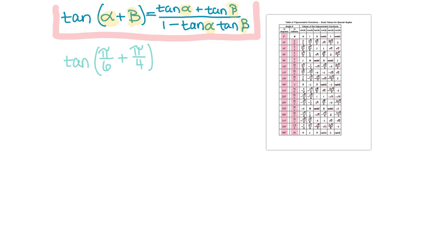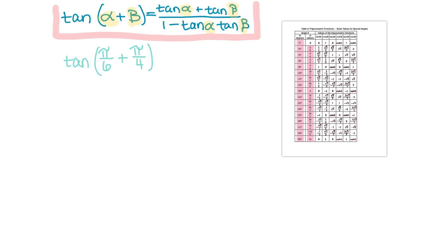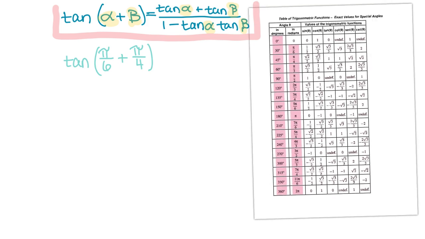Here's where this table of values is going to come in, because we're going to look on this table of values and find our exact values of the tan of pi over 6 and the tan of pi over 4. So if we take a look on our table, we're going to figure out what values we can use for pi over 6 and pi over 4 for tangent.